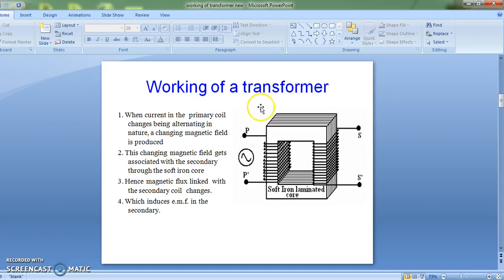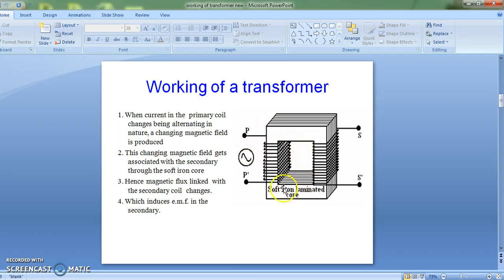Working of a transformer. When current in the primary coil changes, being alternating in nature, a changing magnetic field is produced. This changing magnetic field gets associated with the secondary through the soft iron core. Hence, the magnetic flux linked with the secondary coil changes, which induces EMF in the secondary coil.